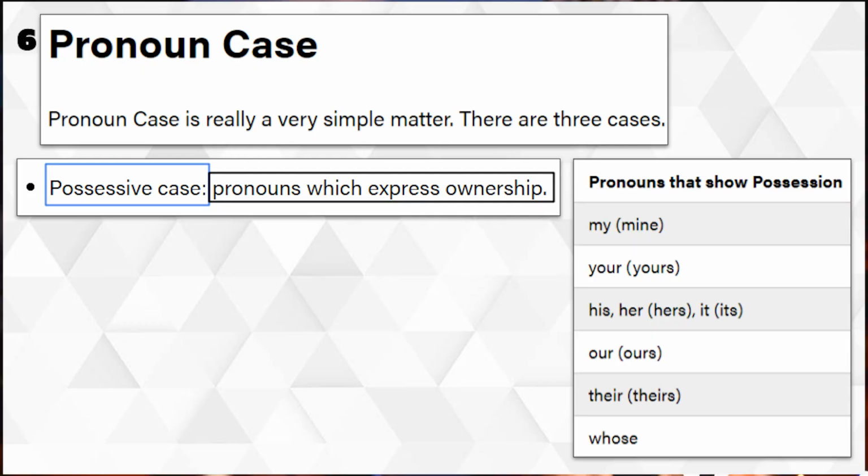Possessive case refers to pronouns which express ownership. They express possession, as in you having that or owning it. Pronouns that show possession: my as in mine, your as in yours, his, her, hers, it, its, our, ours, their, theirs, and whose. You're asking or you're showing that somebody has something.